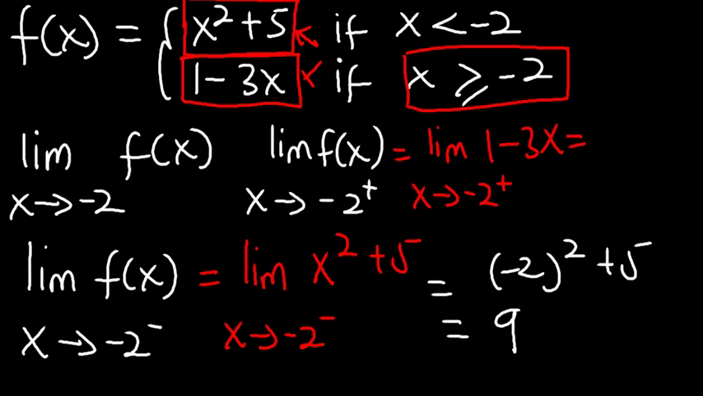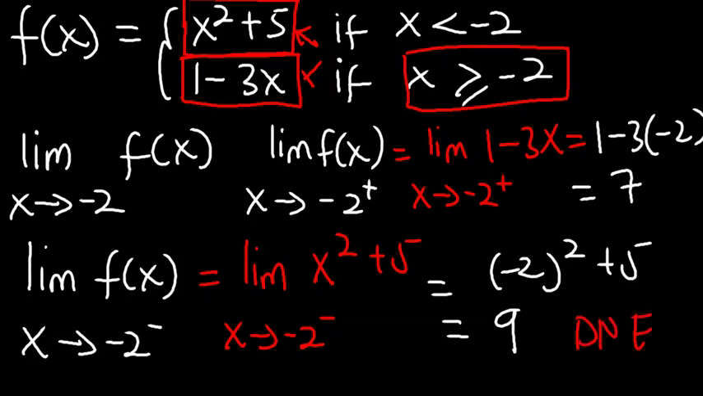Okay, so we can do the substitution and then see what you are going to get. So if we do the substitution, you're going to have 1 minus 3 times (minus 2), and then this will give us a value of 7. So you see that the left side limit is not equal to the right side limit. Okay, so we will say that the limit of this function does not exist. Okay, so that's how we compute the limit of piecewise functions.